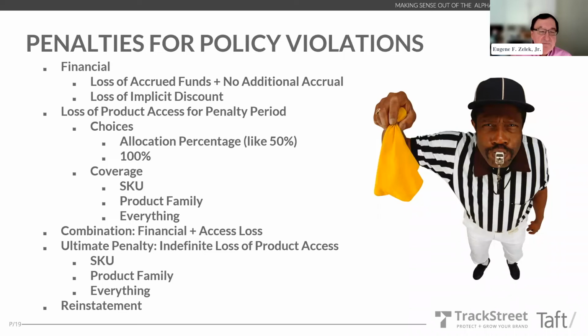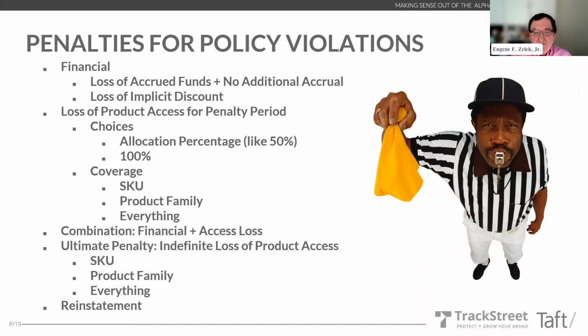Another alternative is the loss of product access for this penalty period. And we've had some clients that say, look, you lose complete access to this product or products, and I'll come to that in a second, during this period, or you only lose a percentage of them. We'll allocate you only 50% of your normal volume, or if you send us an order, we'll only fill half of it or whatever during this 30, 60, 90-day penalty period. The coverage in this regard can be a single SKU where the violation occurred.